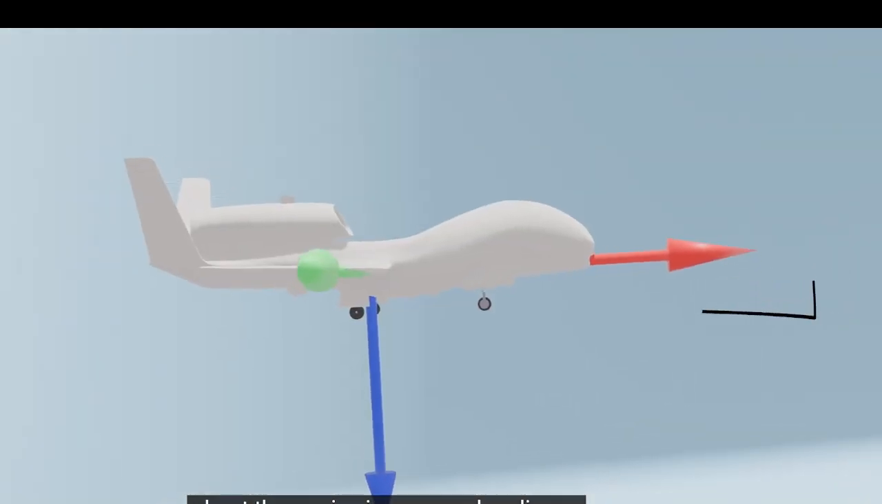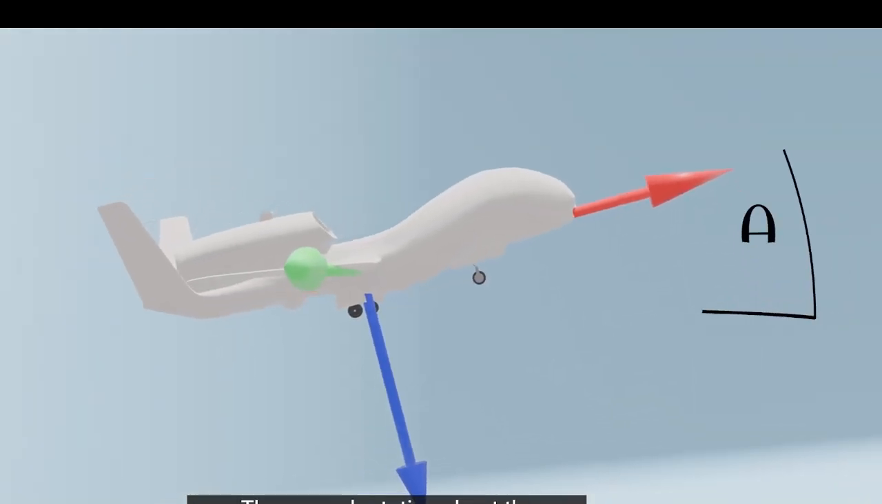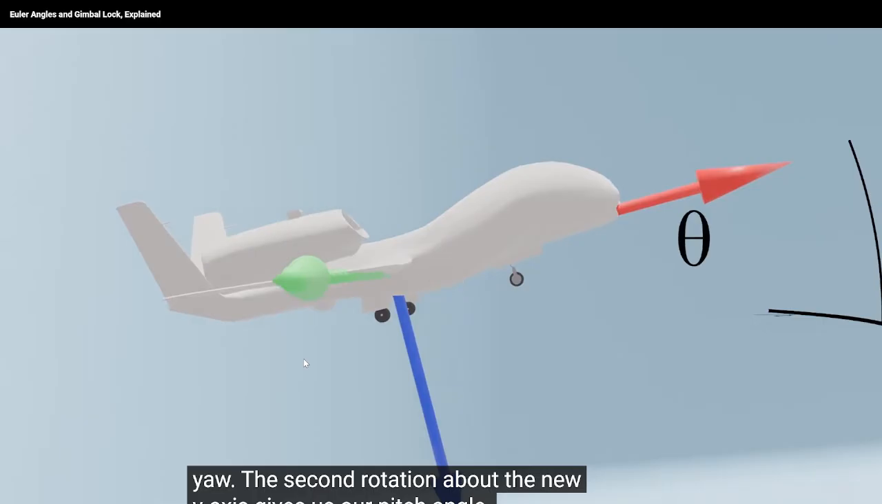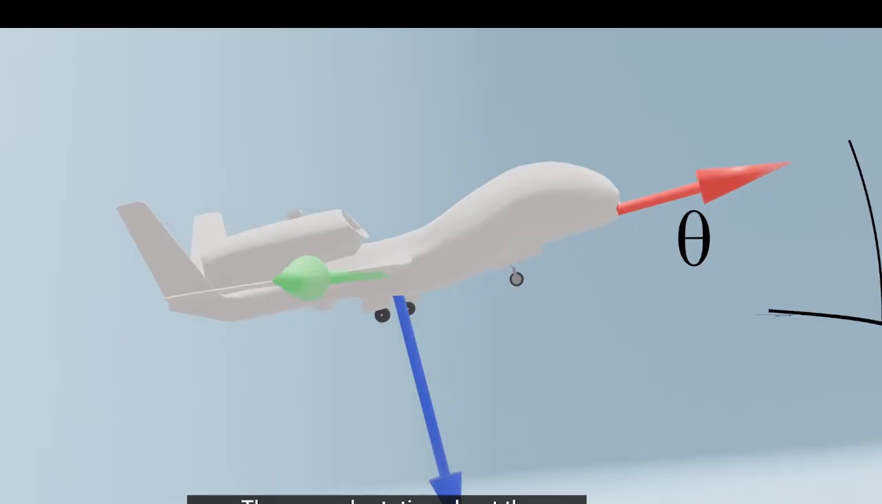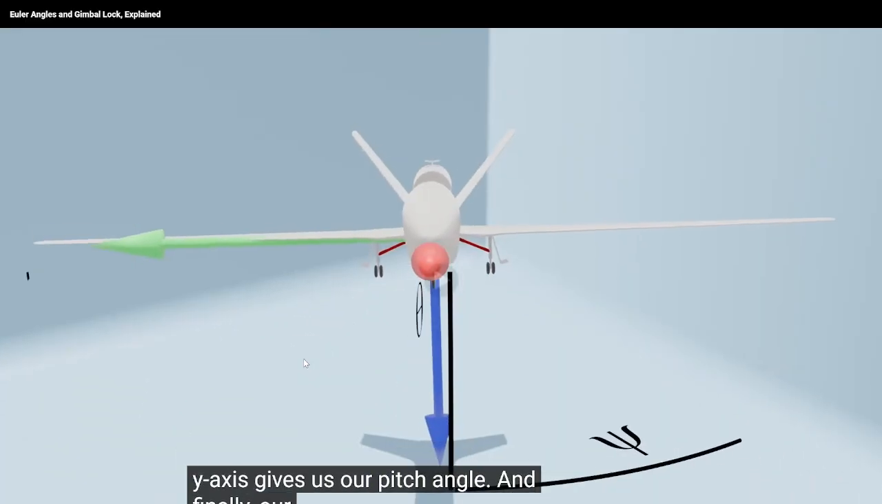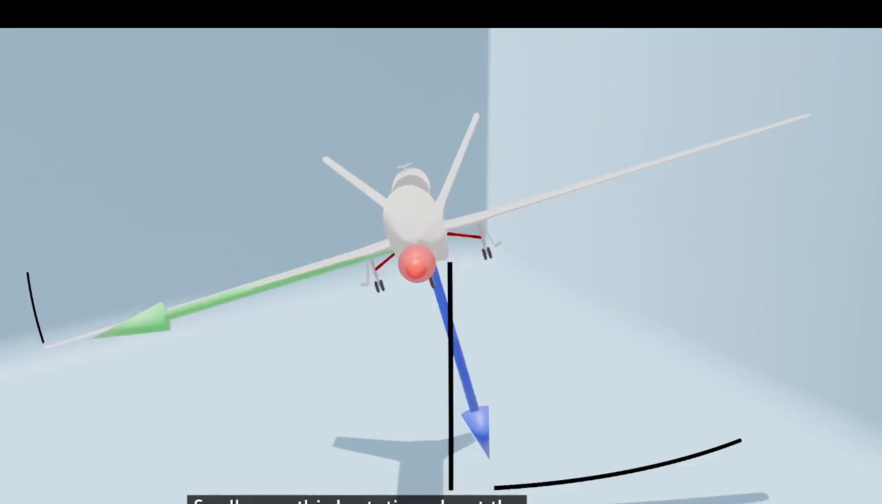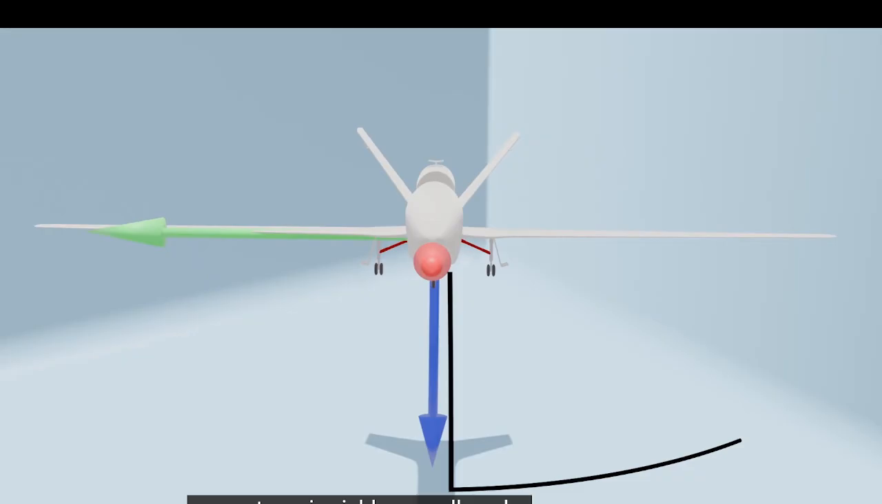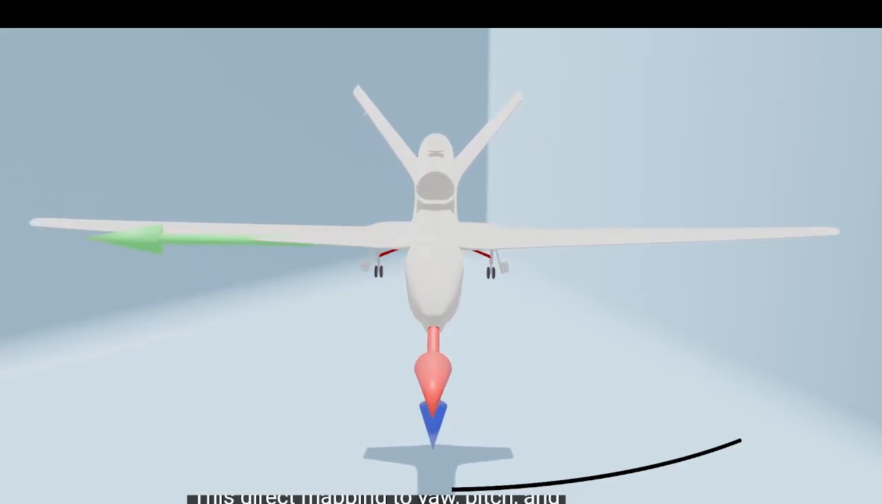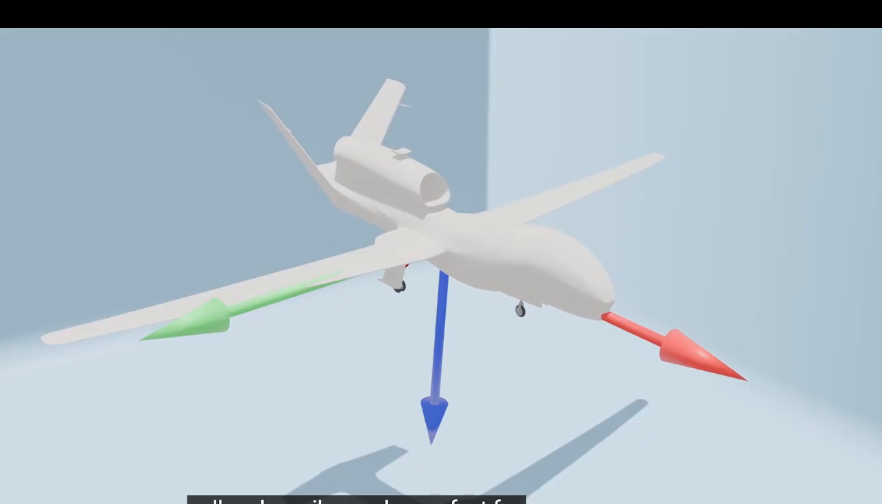The second rotation about the new y-axis gives us our pitch angle. This is called pitch, okay? Be careful with what is happening. Pitching is in the forward direction, the aircraft leaning downwards and upwards. And finally, our third rotation about the newest x-axis yields our roll angle. This direct mapping to yaw, pitch, and roll makes Euler angles perfect for pilot interfaces and high-level descriptions of flight.